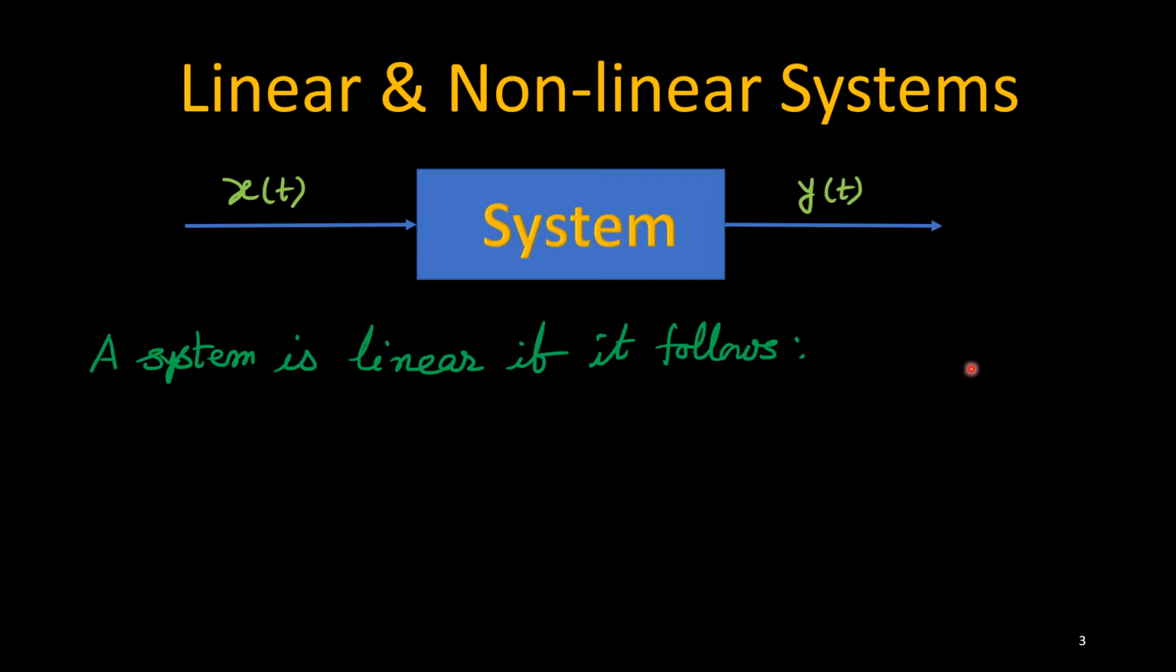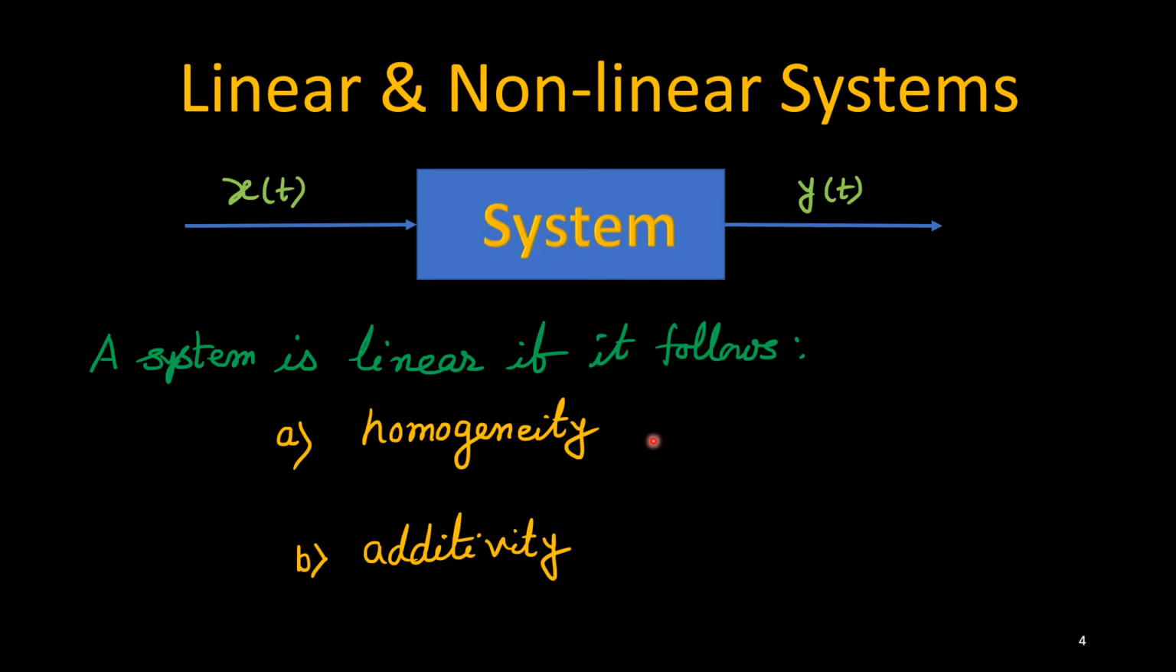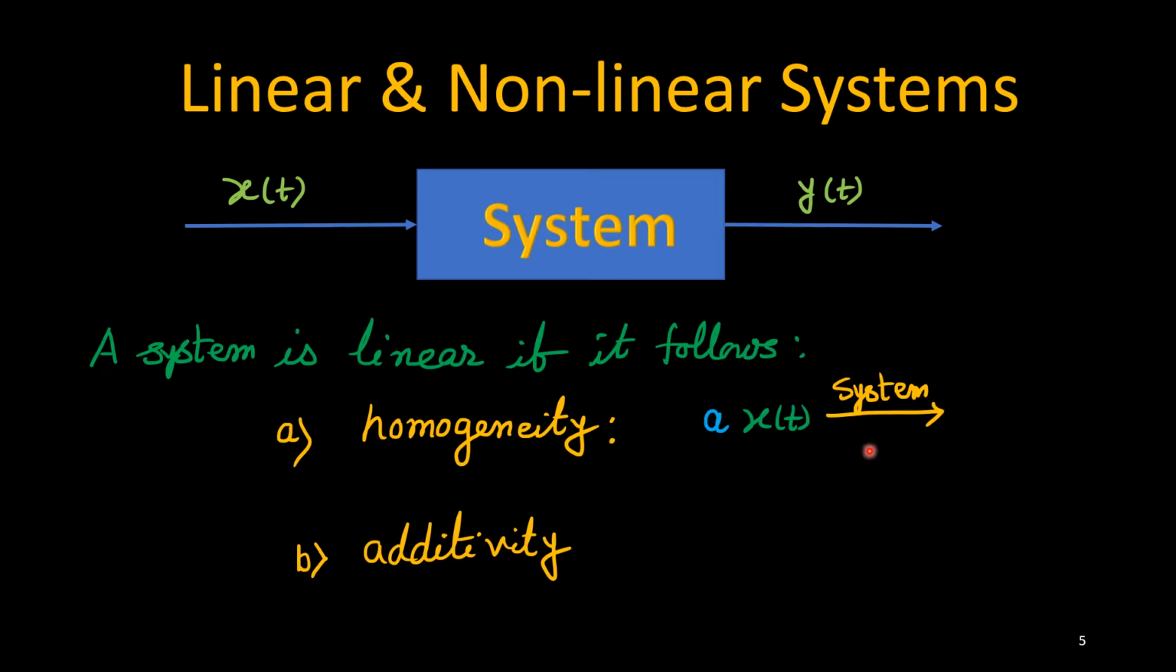A system is said to be linear if it follows the following two principles. These are homogeneity and additivity. Now the homogeneity says that if we multiply some constant with the input signal, then it is fed to the system, then the corresponding output is also multiplied by the same factor a from the previous output. Means it should be a times y of t.